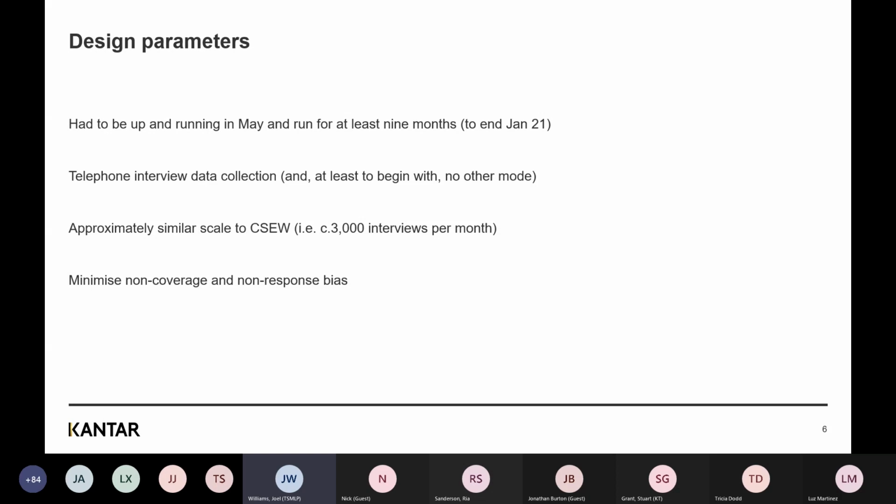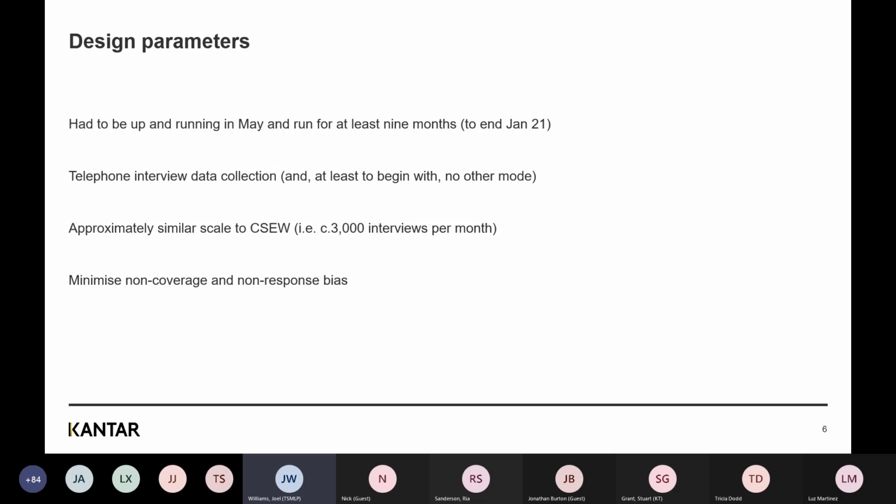The first one being that we stopped face-to-face interviewing in March, but the new survey had to be up and running in May, and it needed to be able to run for at least 9 months to the end of January 21. We since obviously need to be thinking beyond January 21, but that was the brief at that time.